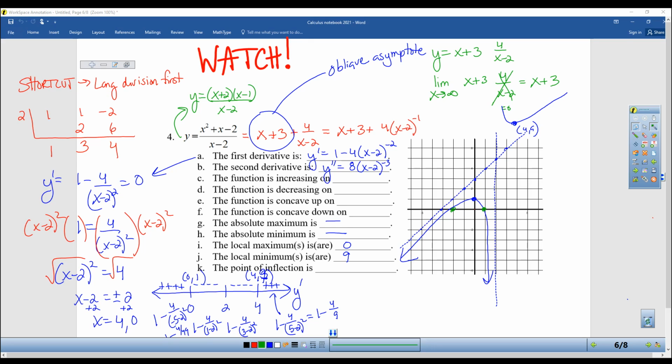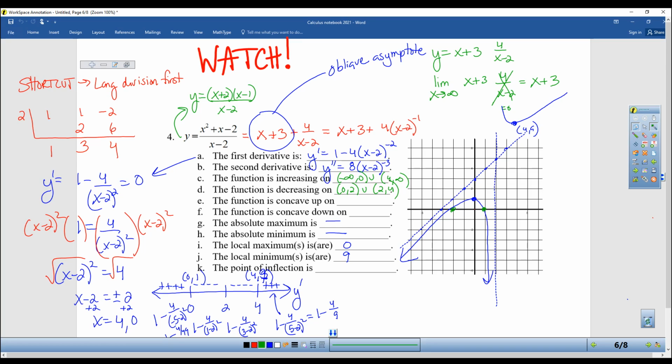But you didn't actually need that to answer the rest of the questions, which are, where is it increasing? From negative infinity to 0, union 4 to infinity. Where is it decreasing? From 0 to 2, union 2 to 4.